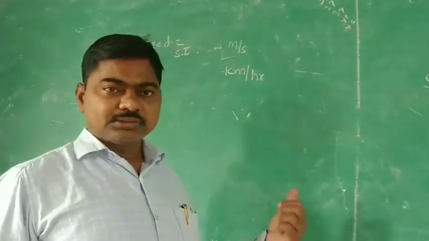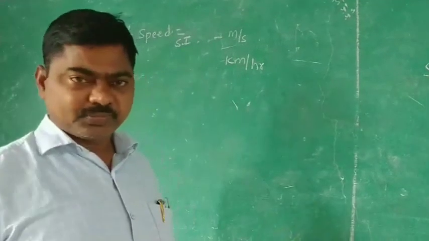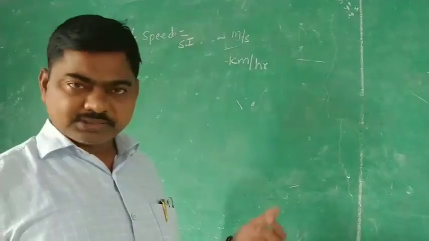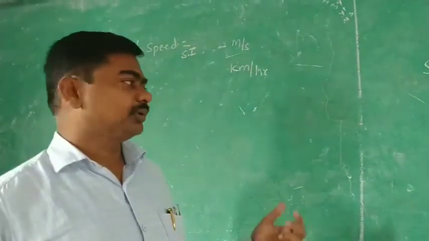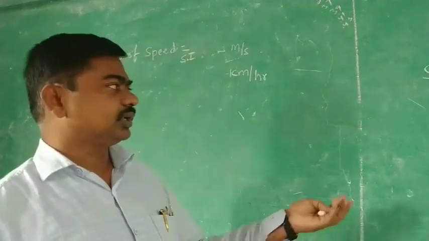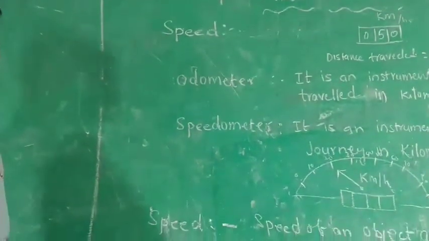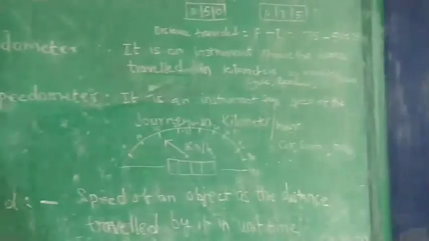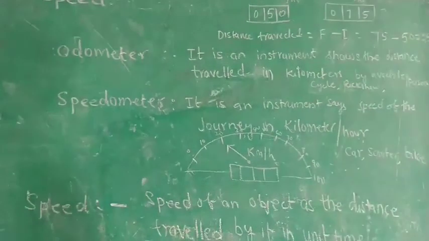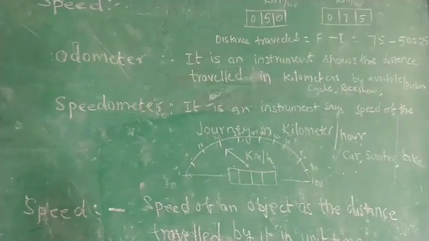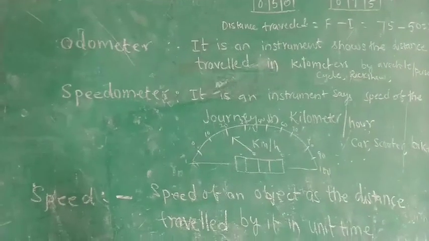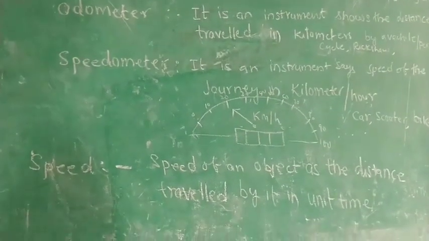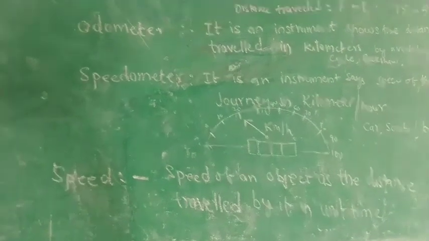You have seen minutes, seconds, hours. Not only this, you have seen seasons, months, fortnight. These are all units of measuring time. Next we have seen about speed: odometer and speedometer. Odometer is the instrument which measures the distance traveled in kilometers. The speedometer is an instrument which says the speed of the journey in kilometers per hour. Speed is defined as the distance traveled by an object in unit time. Units of speed are meters per second or kilometers per hour.